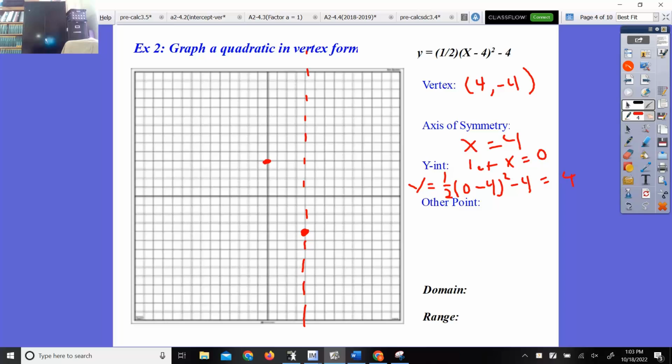Reese, what else do you know? 4 units right. Where would that be if it's 4 units right? 8, 4. That's 3 points, that's enough, but I want to talk about this again.